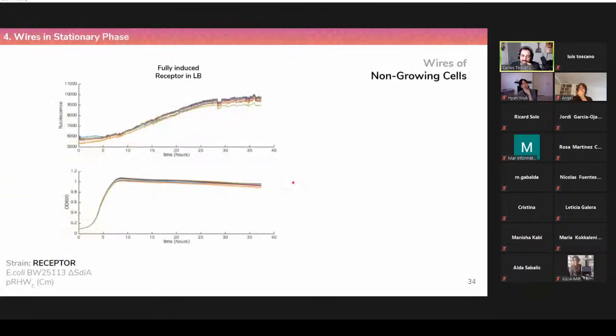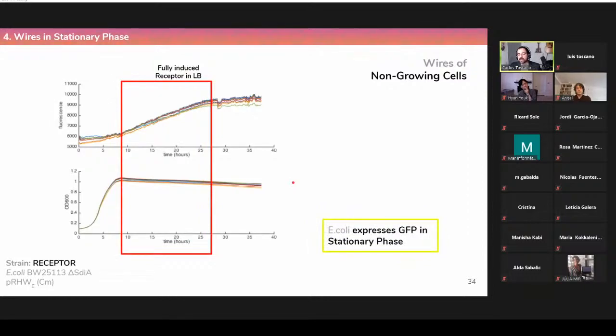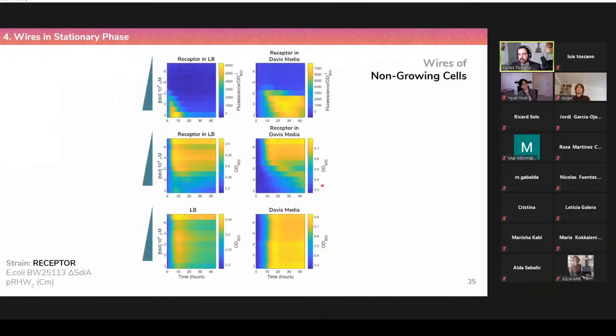So here you can see our receptor strain fully induced in LB media, and you can notice that GFP fluorescence increases even when cells have arrested the growth. So okay, that is a good point. There's something positive. They express GFP in a stationary phase. Now don't get overwhelmed with this and follow me first.